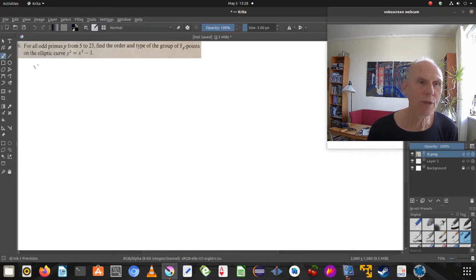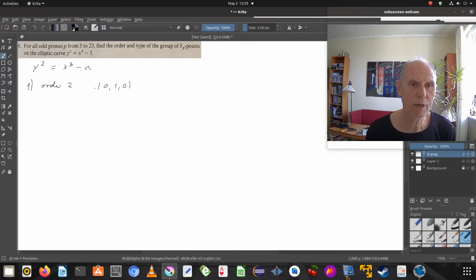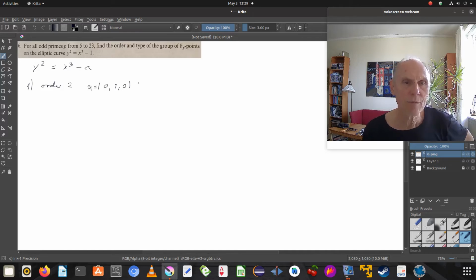And I think we should do it rather for the more general form, so we don't have to go through all the details again. So points of order 2: of course we have the unit element, and that's the only point at infinity. And then the other ones have vertical tangent.